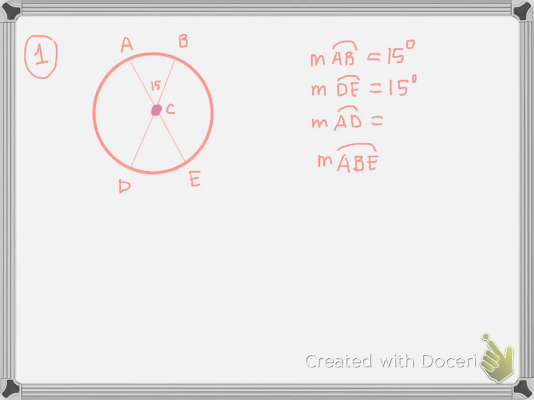But then I'm going to divide it by 2 because these two right here are going to be the same. So I'm going to take 330 and divide it by 2. That means AD is going to be 165. Also, the measure of BE is going to be 165. Now if I look at ABE, that means this whole entire one, so 15 plus 165 is going to give me 180.